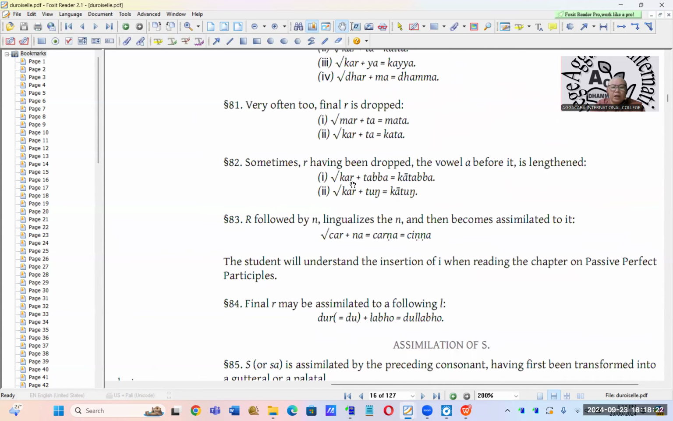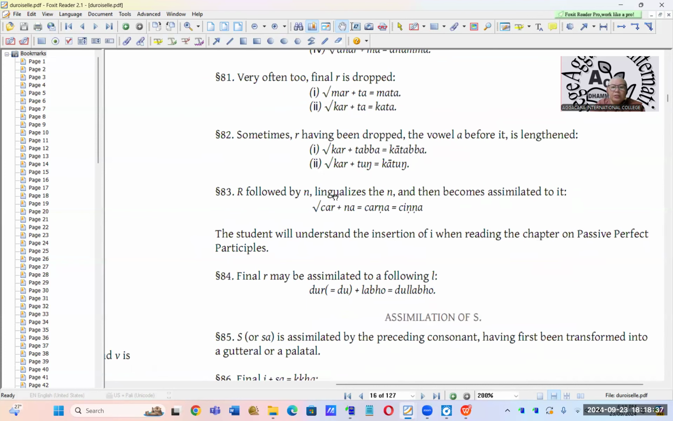But sometimes when you drop the R, the vowel in front becomes long. So kar plus tum becomes katum. Alright. For those studying the infinitive, you notice this a here. Now this is also another thing we always see, especially in a past participle or some other example.